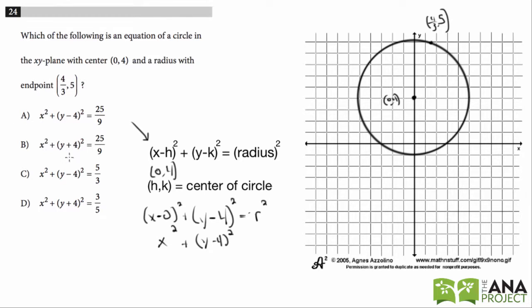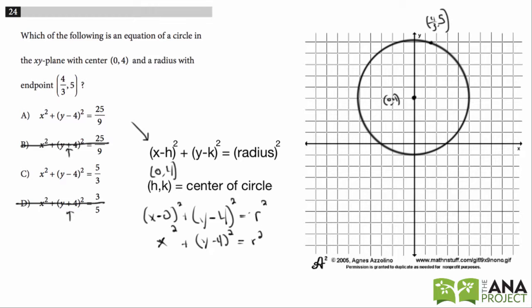If we look at our answer choices, this one checks out. This one doesn't. This one has a plus sign. This one's okay. This one's not. This one has a plus sign. It needs to be minus. So x squared plus y minus 4 squared equals radius squared.